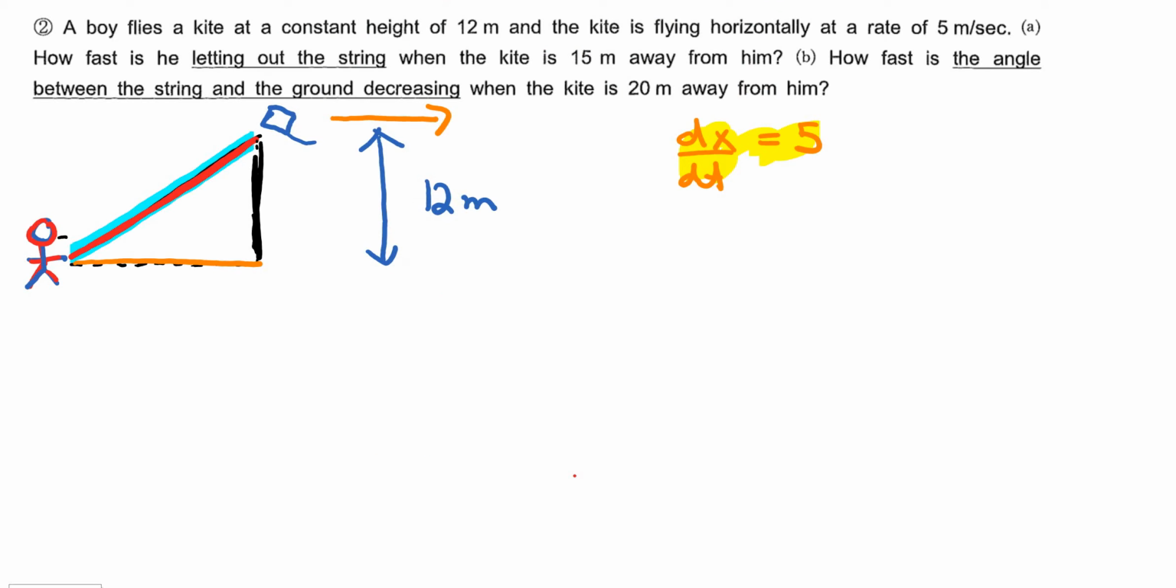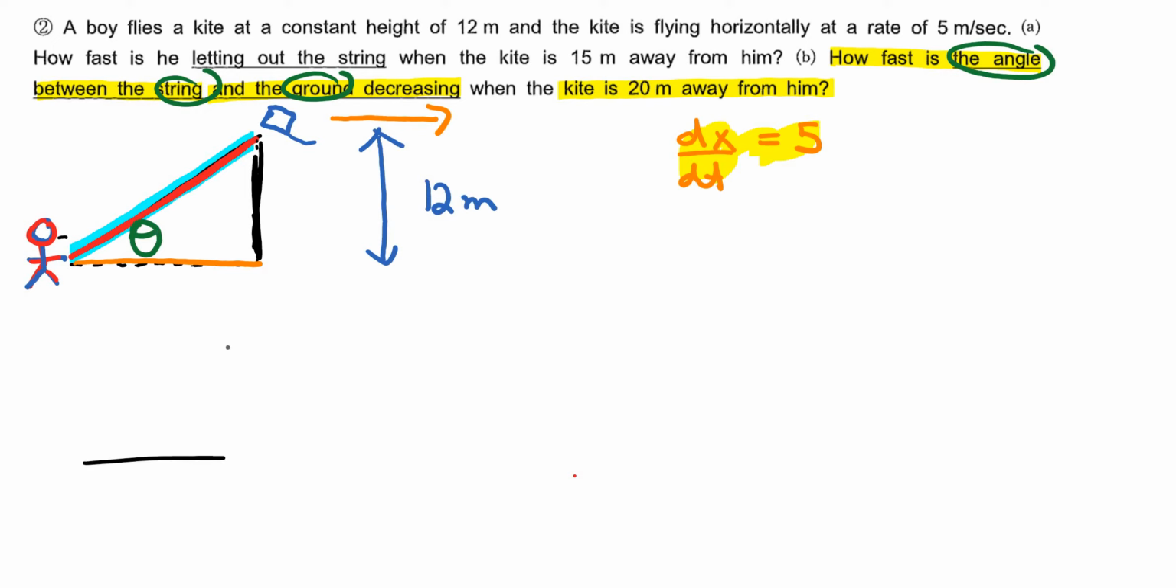All right, let's take a look at problem B now. And problem B is, how fast is the angle between the string and the ground decreasing when the kite is 20 meters away from him? Okay, so let's figure out what the angle is between the string and the ground. That's going to be this angle right here. And that angle is going to be decreasing as the kite goes further to the right.